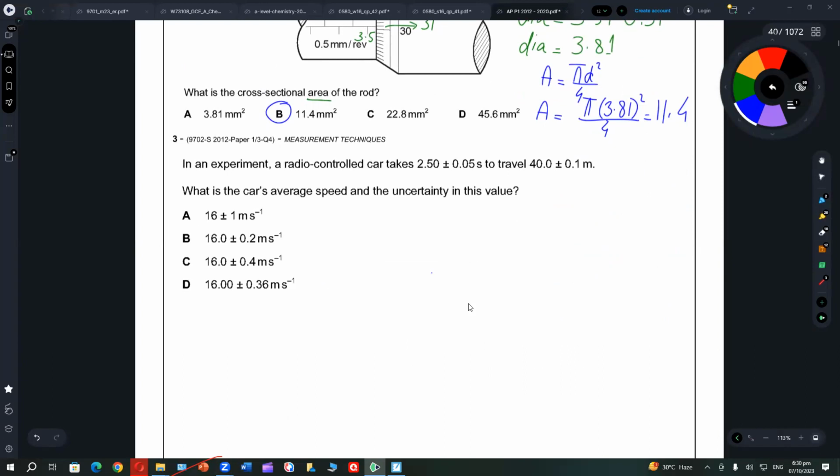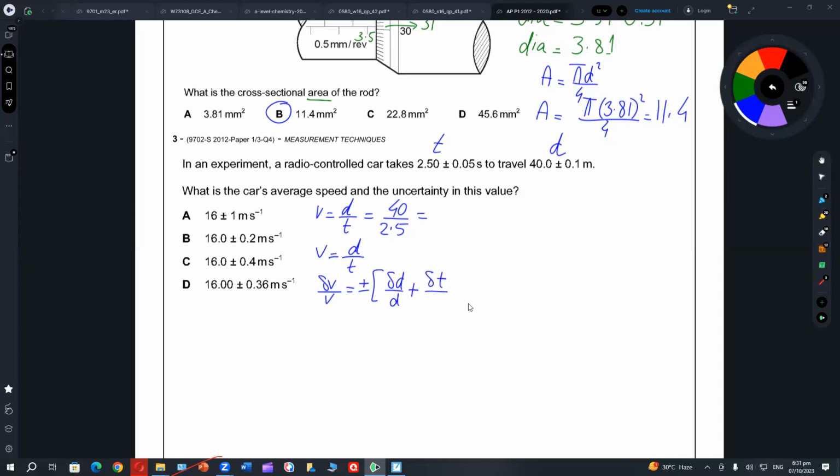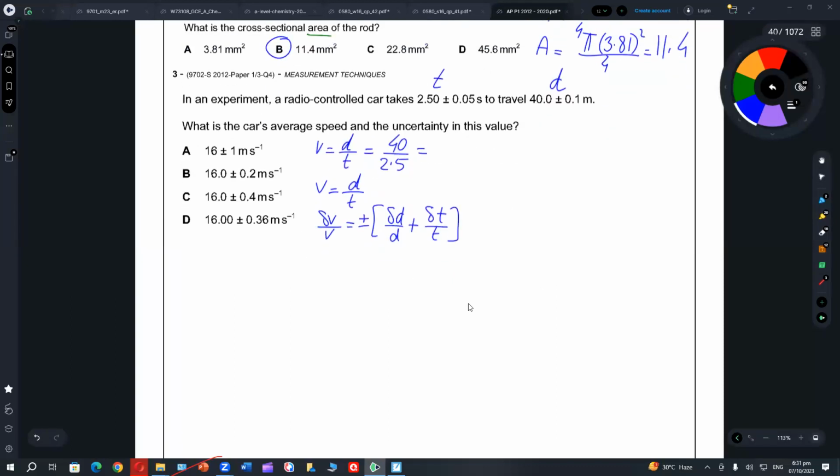In an experiment, a radio controlled car takes 2.5 plus minus 0.05 seconds to travel this much. So they have given us time. They have given us the distance. What is the car's average speed and the uncertainty in this value? Let's write the formula. Velocity is equal to distance upon time. Distance is 40 and the time is 2.5. Please help to calculate 40 upon 2.5. How much is 40 upon 2.5?